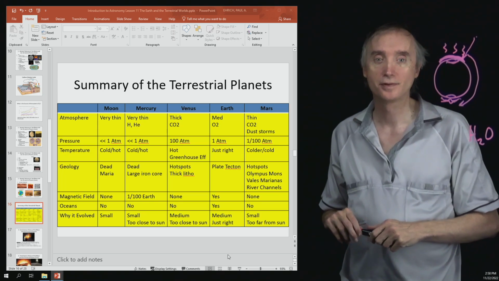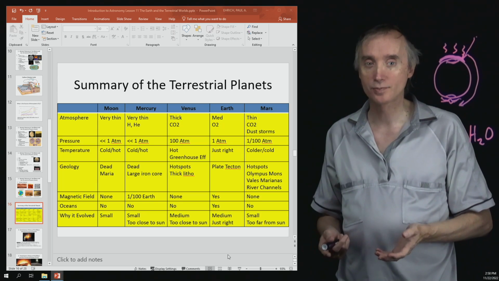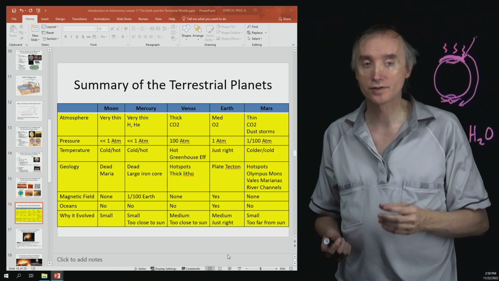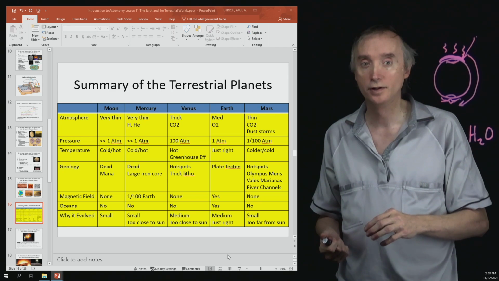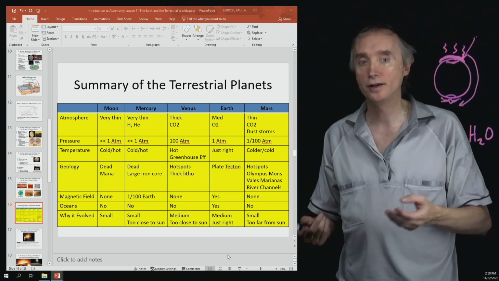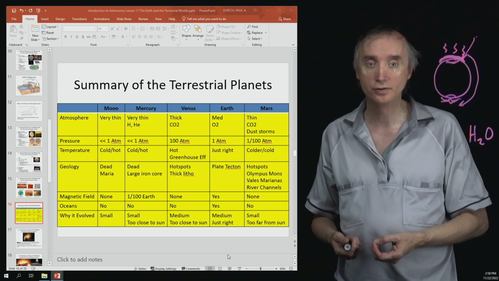Then Earth. So Earth is the Goldilocks planet. So we've got an atmosphere that's not too thick, it's not too thin, temperatures are just right, we've got plate tectonics, we've got a nice magnetic field.